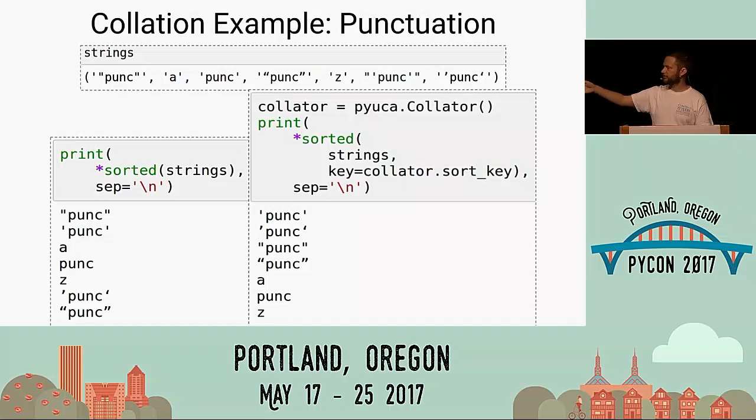On the left here, you see punctuation is kind of scattered around in how it's handled in sorting, when this is using just code point ordering. On the right, you can see we're using PyUCA, and all the punctuation gets put at the top. All the single quotes are next to each other. It's a lot more intuitive.